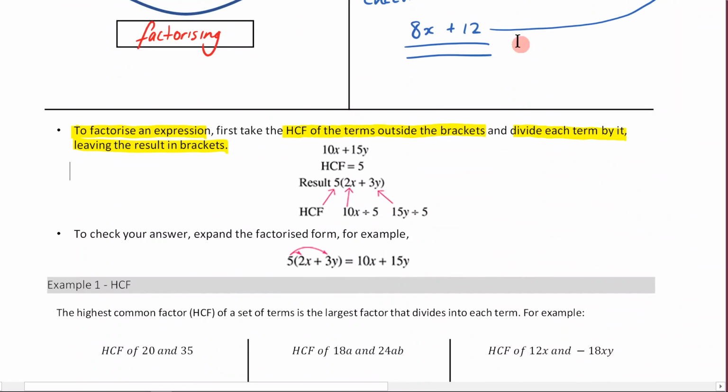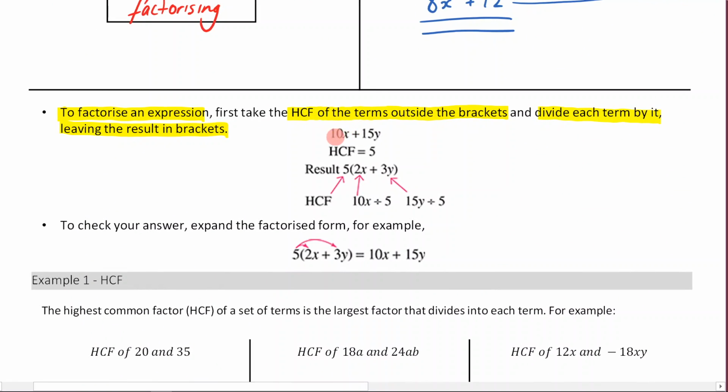Let's now go through their example here. So here we have 10x plus 15y. What's the highest common factor of 10x and 15y? It's going to be 5. That's my highest common factor. So I'm going to put that outside the brackets. I then am going to go 10x divided by 5 is going to be 2x, and 15y divided by 5 is going to be 3y.